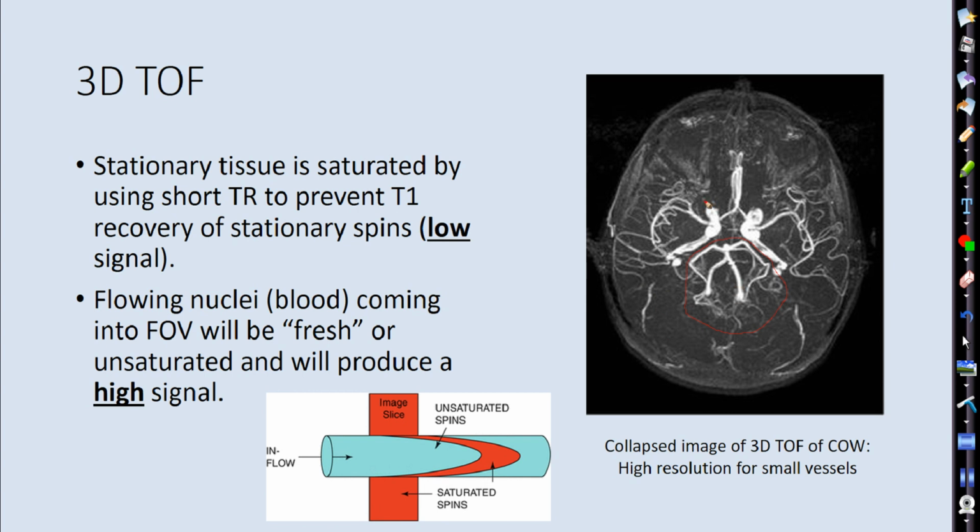So once again, this is the collapsed image. You create a nip, which is maximum intensity pixel, and then you segment out different parts of the circle of Willis.